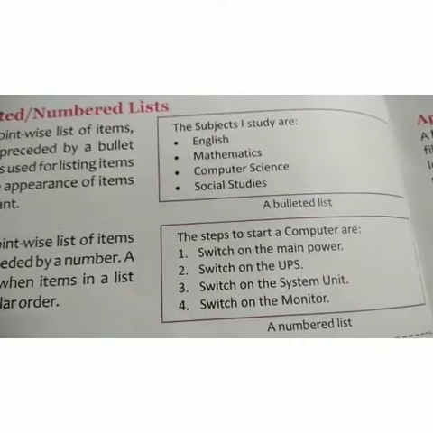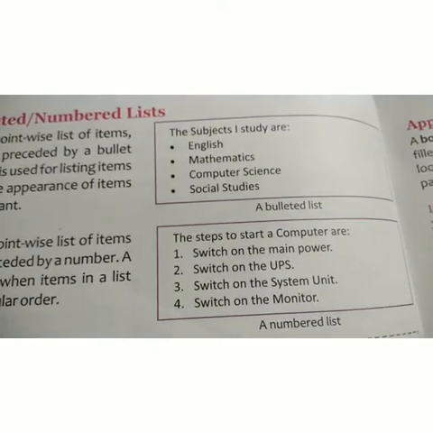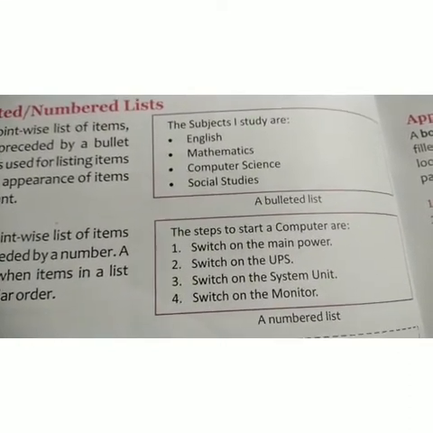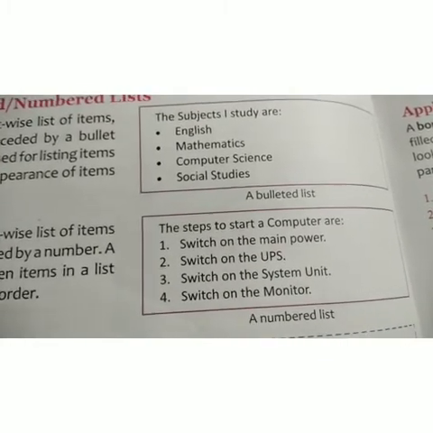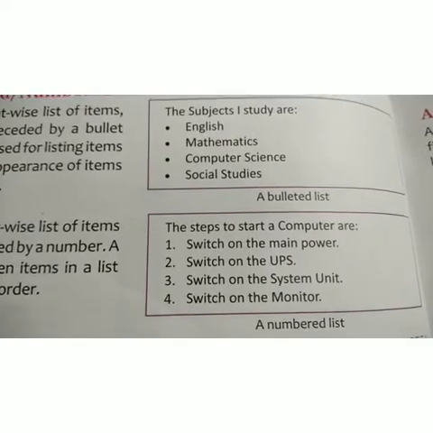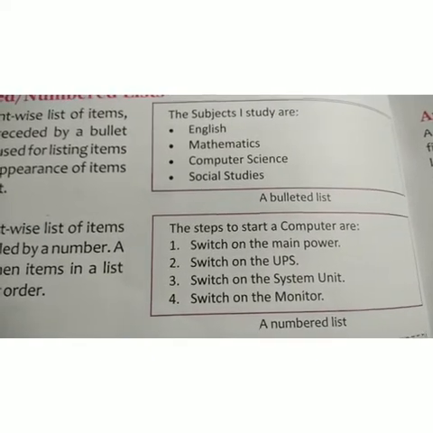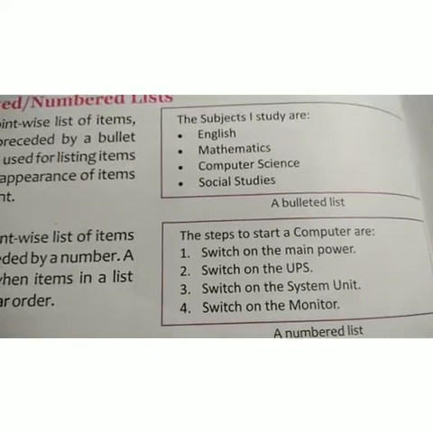So students, see properly. The first figure shows a bulleted list. Okay, so you can see a bulleted list with dot options. And next, on the other side, below are numbered lists. 1, 2, 3. Numbering form is a numbered list. Okay, students.